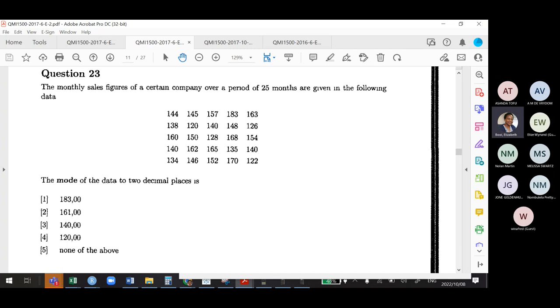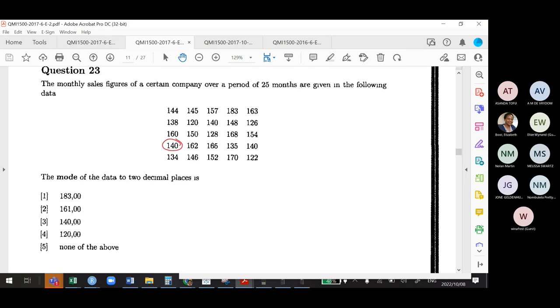Do you have an answer? 140. 140 appears more than the rest of the other numbers, because 120 appears only once, 161 is not even there, and 183 appears only once. So the answer is 140.